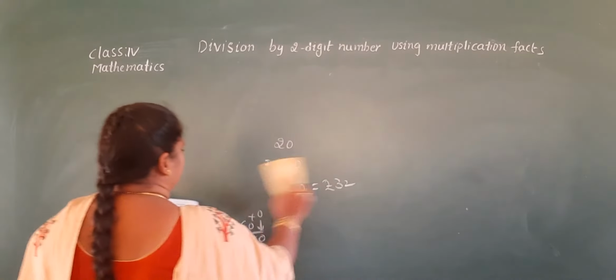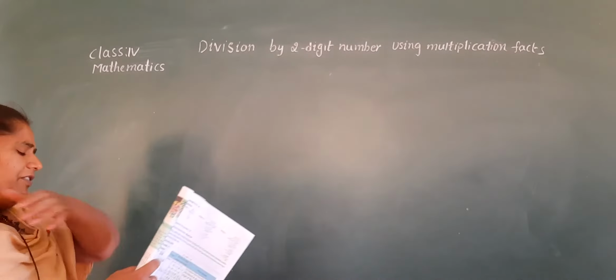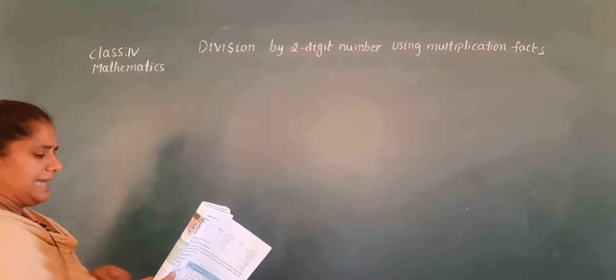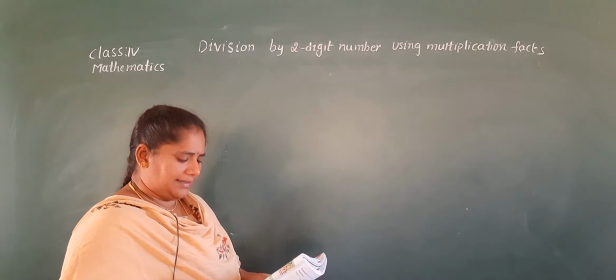And they have given solved examples. See the examples here. The first example is very easy. 10 table: 10 threes are 30, 10 sixes are 60. Okay, are they given?